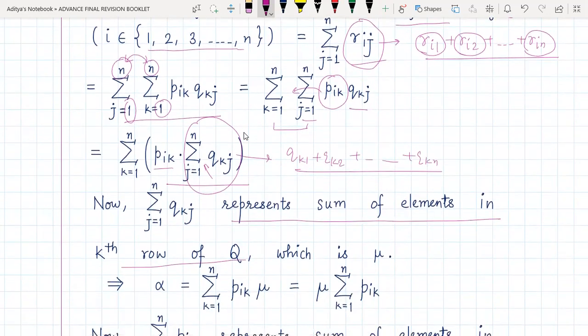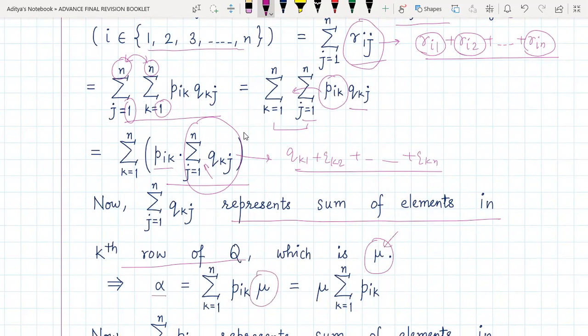But that is given to be a constant as per our assumption in the lemma. So that is the constant mu. Basically, any row you take of Q, the sum of its elements is assumed to be mu. So that's what we have written. So this I can now replace by mu here.